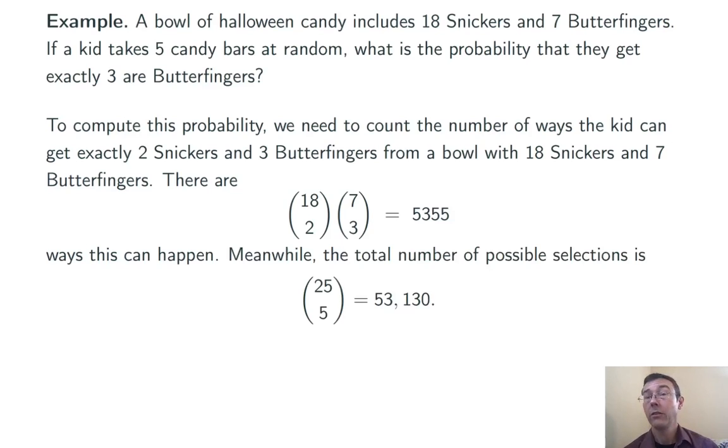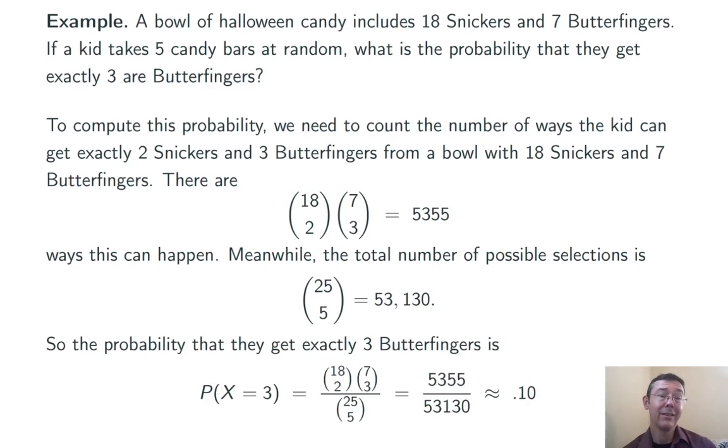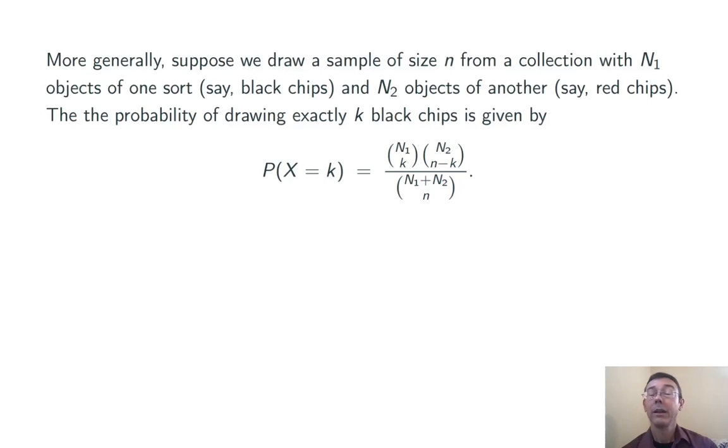Next, we have to get the total number of selections that could happen, the number of ways of picking 5 candy bars at random from a bowl that includes 25 candy bars. So of course that's 25 choose 5, or 53,130. Now the probability of getting exactly 3 Butterfingers is just going to be the quotient: the number of equally likely outcomes in this event divided by the total number of equally likely outcomes. In this case, it's about 10%. Keep that example in mind as we generalize.